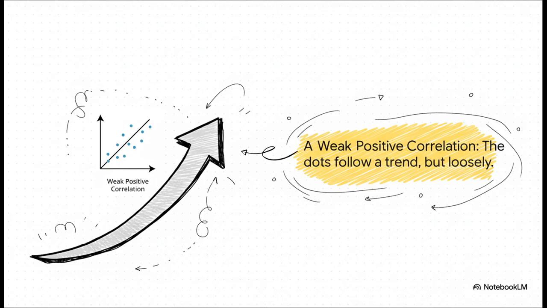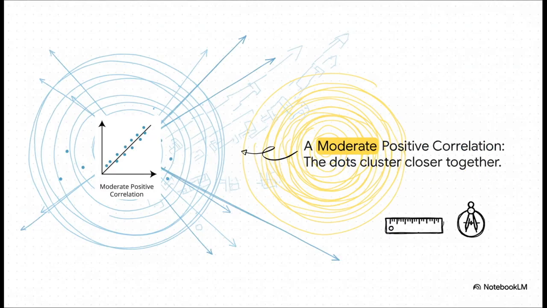The trend is there, but it's pretty loose. Now watch what happens as a relationship gets stronger. The dots start to pull in closer together. They get more disciplined. This is what we'd call a moderate positive correlation.